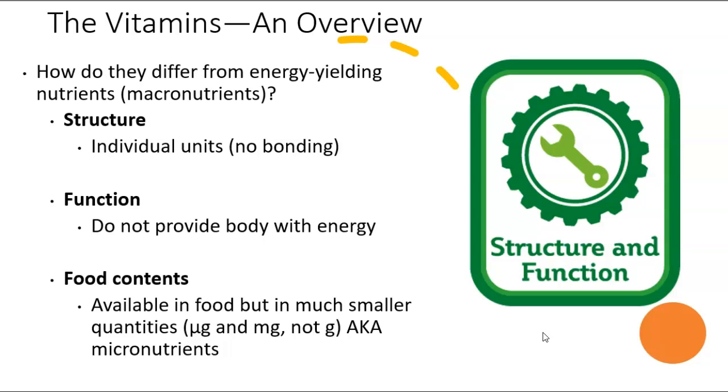When we talk about carbs, fats, and proteins, we're talking about grams, right? We're talking about a large amount of them. For the vitamins, we need them in much smaller quantities, such as micrograms and milligrams. So this is why they're called the micronutrients. And this is the abbreviation for micrograms. It could be this Greek letter mu, or you could use mcg. So micrograms and milligrams, not grams.